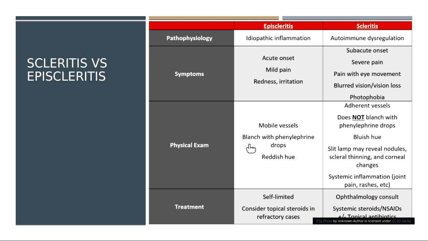Okay, when we have a patient and we're trying to decide if this is a scleritis or episcleritis, we instill phenylephrine eye drops. Generally speaking, with phenylephrine in an episcleritis, the superficial vessels are blanched, so the eye looks white. But if it's a scleritis, there's no blanching. Okay?